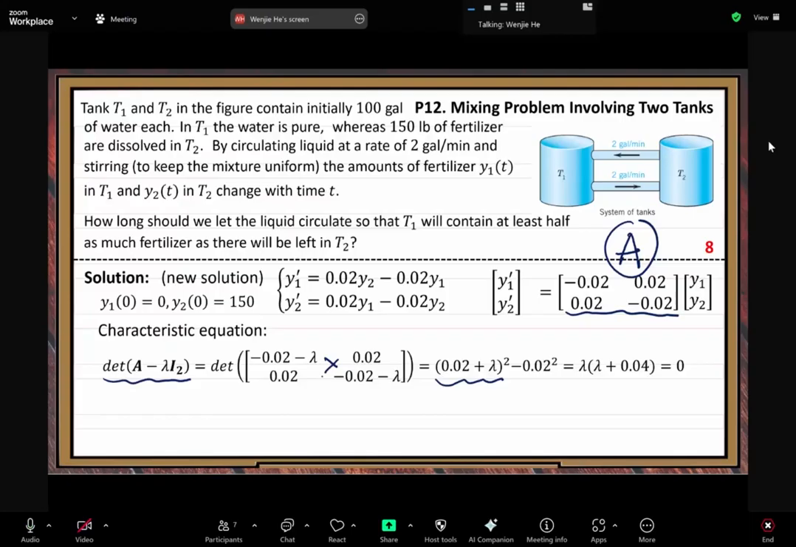Is there any name for that diagonal? Not the main diagonal, so another diagonal. Slant. I saw the name before. But not subdiagonal, because subdiagonal means something different. All right. So we find the solution. Two solutions for lambda 1 and lambda 2. The first lambda equals 0. The second lambda equals negative 0.04.